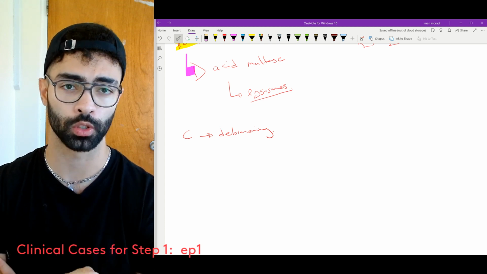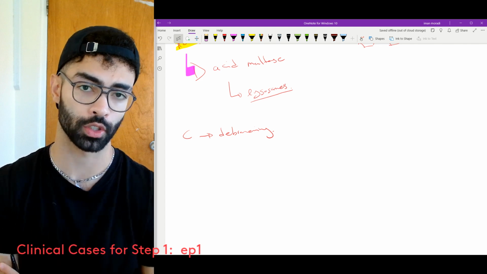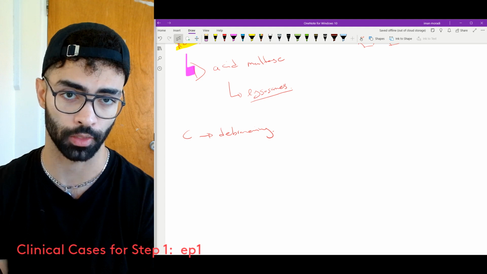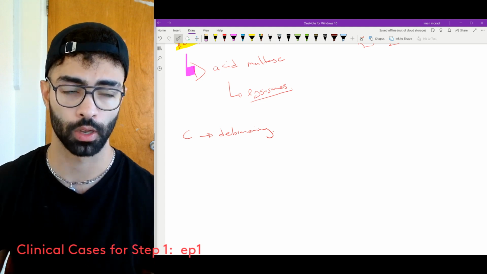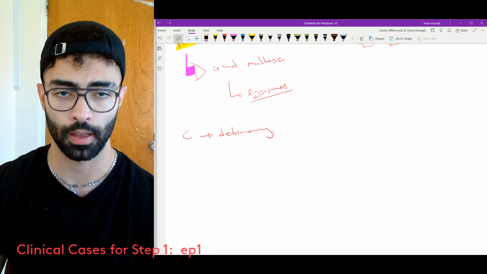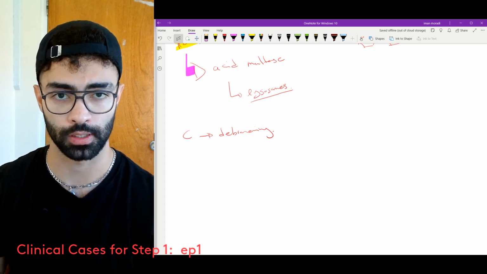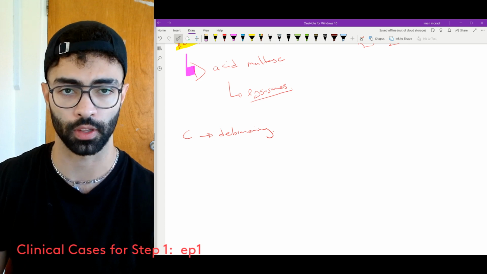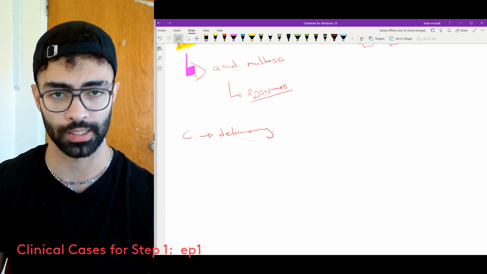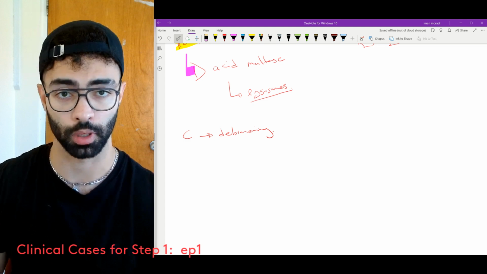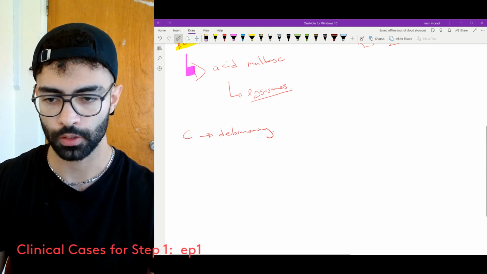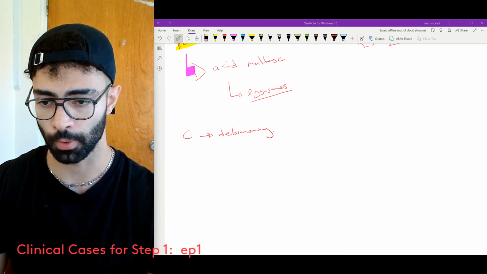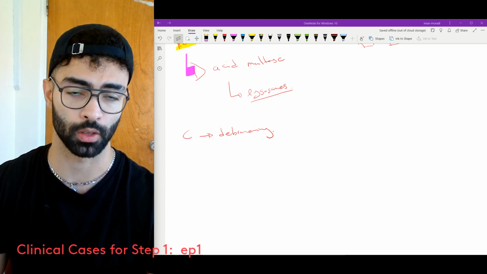glycogenolysis and gluconeogenesis, so breaking down glycogen and making glucose out of nothing, are both impaired. So your liver can't release any glucose. But in the case of Cori disease, you can still do gluconeogenesis, so you can still make glucose out of nothing. But glycogenolysis, breaking down glycogen, is impaired, okay? So you still have low glucose, but it's not as bad as von Gierke. But more importantly, you don't have lactic acidosis.